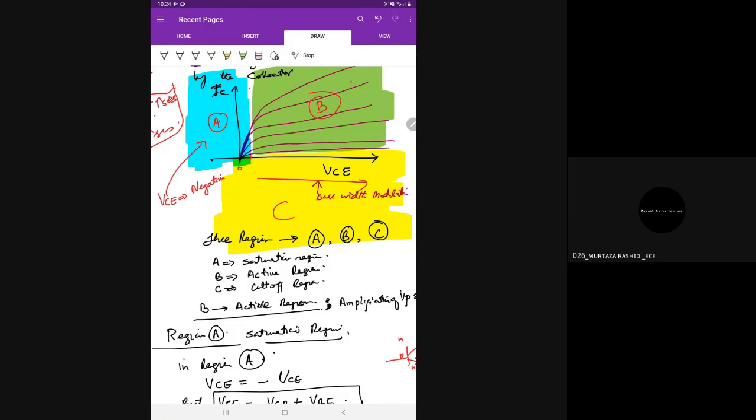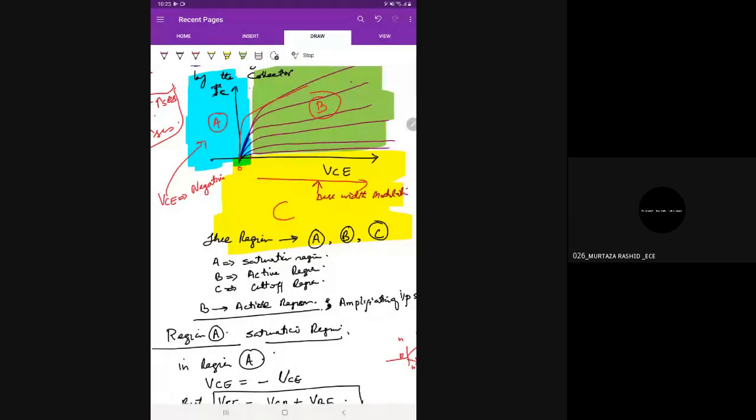You can have 0 here also. Or the curves could be more, if they are like this, sometimes they can be a little towards the y-axis, closer to the y-axis. I have drawn it away from the y-axis, but sometimes they can be closer to the y-axis. But we should remember that in the saturation region, VCE is always negative.